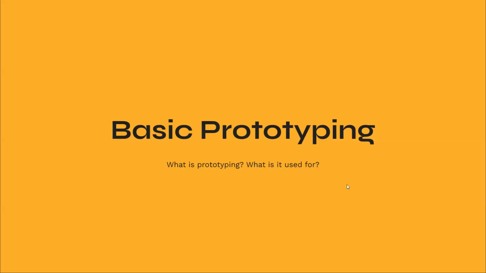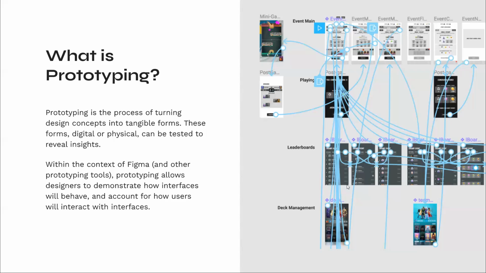All right, so basic prototyping. What is prototyping and what is it used for? Prototyping is a process of turning design concepts into tangible forms. So these forms, whether digital or physical, can be tested to reveal insights. So within the context of Figma and other prototyping tools, prototyping allows designers to demonstrate how interfaces will behave and account for how users will interact with interfaces.